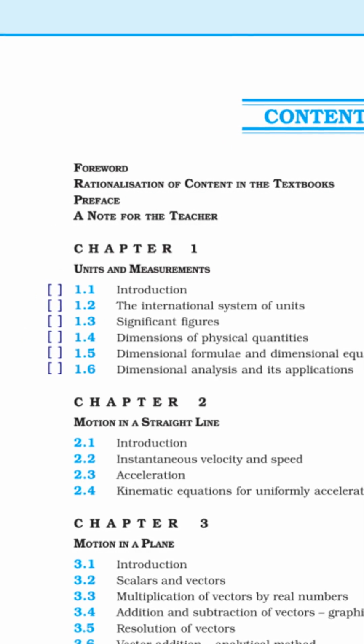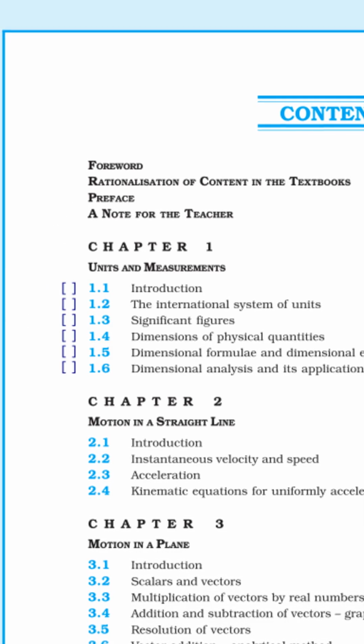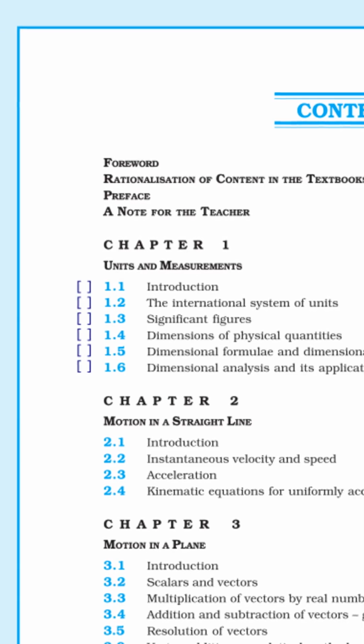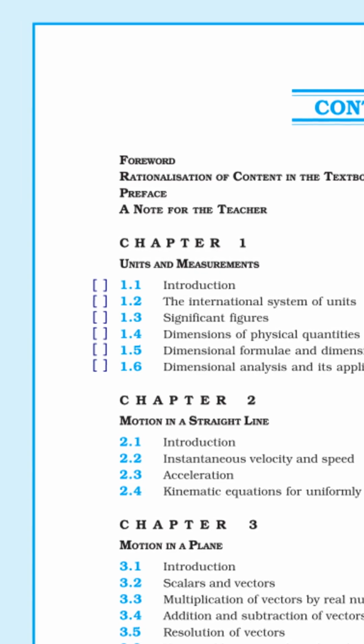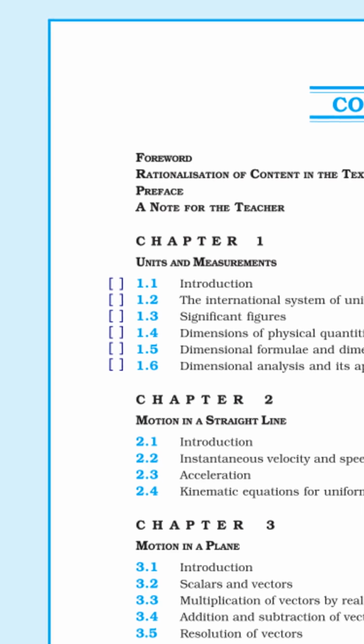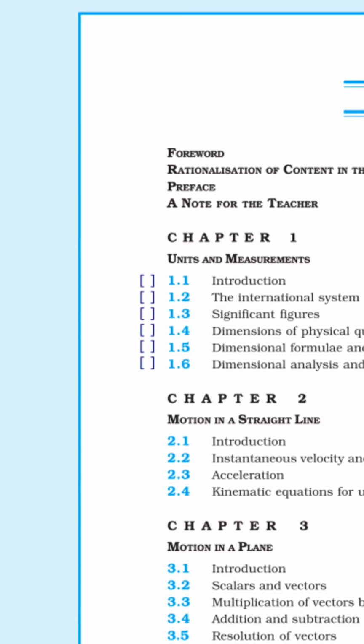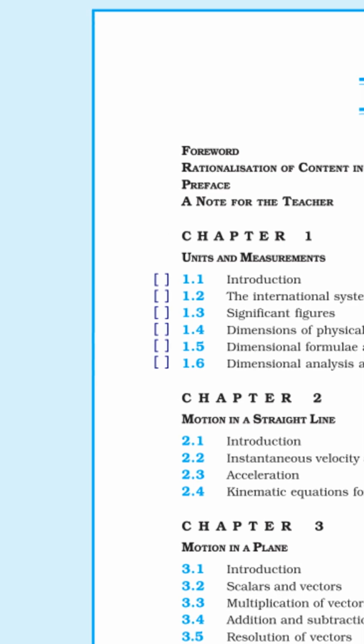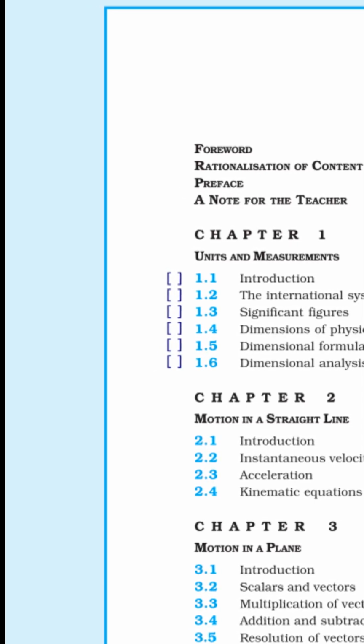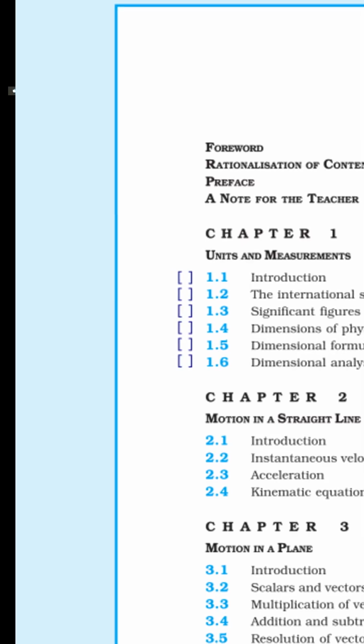Ma'am, there are two parts of the book, physics part one and part two. So there are a total of 14 chapters. Okay, good to know. And chemistry has the same: two books with the same 14 chapters, part one and part two.